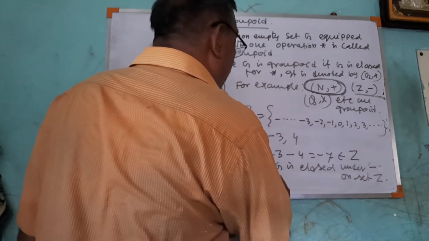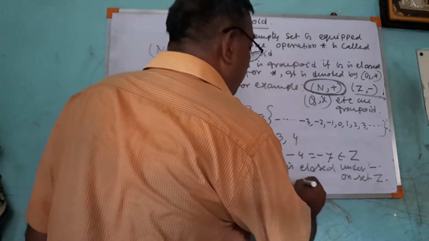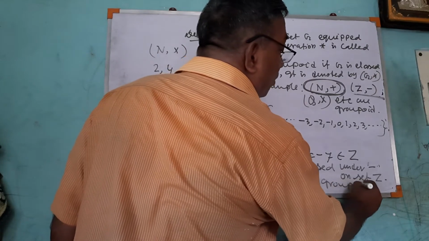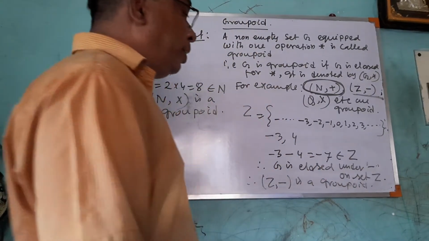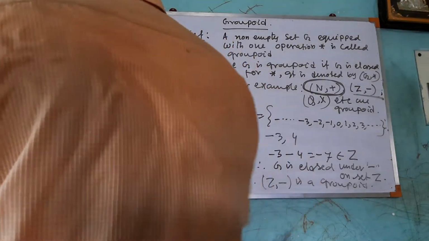Therefore Z minus is a groupoid. You can say Z minus is a groupoid.